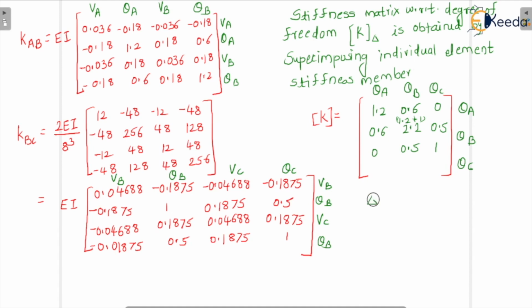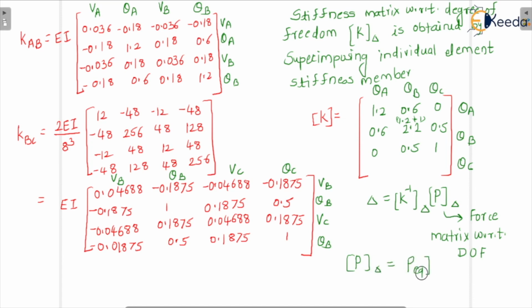After getting the K value, we know that delta is equal to K inverse of P of delta. Okay, we knew this formula. Here P delta is the force matrix with respect to degree of freedom. Okay, so we can write P of delta is equal to P of equivalent delta plus P of E delta. This equation we have already seen in theory. Okay, so after this we have to do the calculation of equivalent joint load.